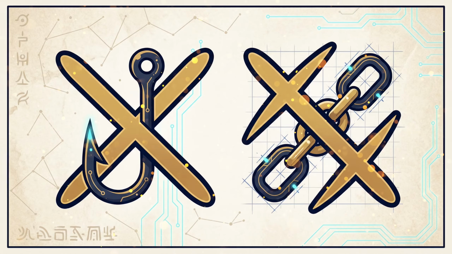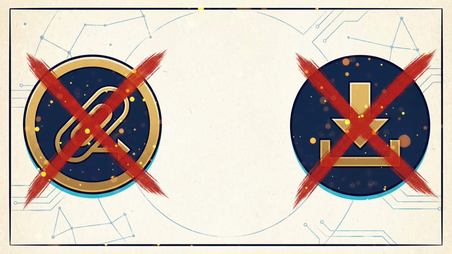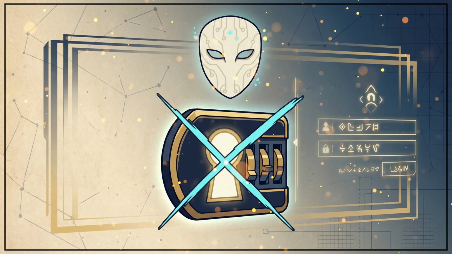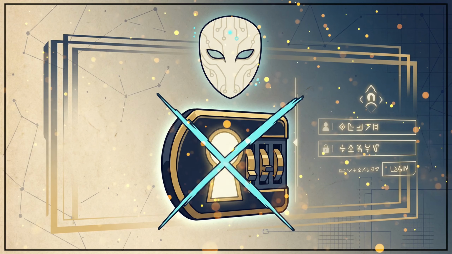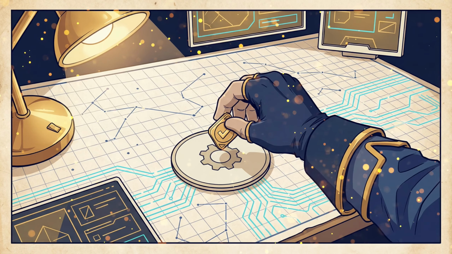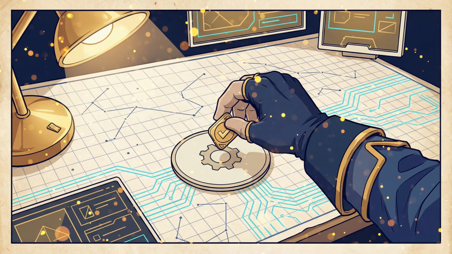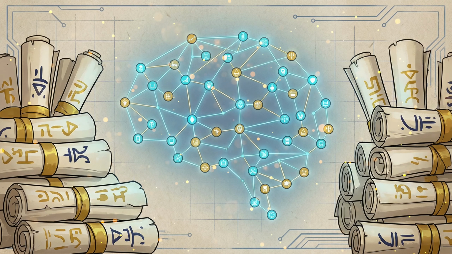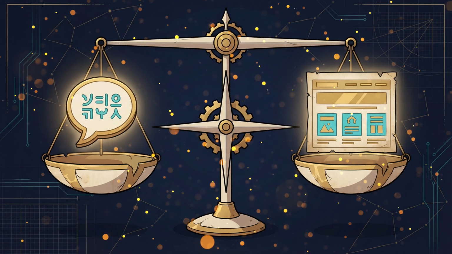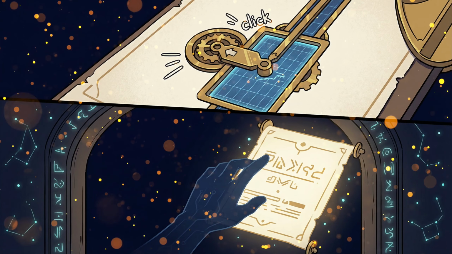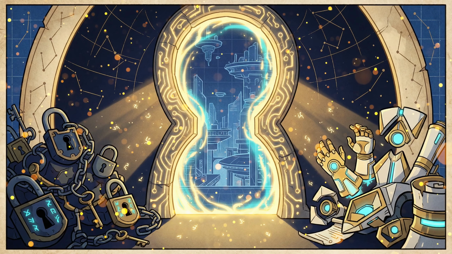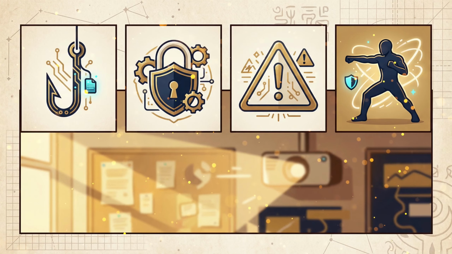You didn't click a phishing link. You didn't download a sketchy attachment. You didn't type your password into a fake login page. You just let your assistant do the job you hired it for. And because your assistant is a large language model, it treats instructions from you and instructions from a web page with the exact same level of trust. Welcome to the era of zero-click hacks.